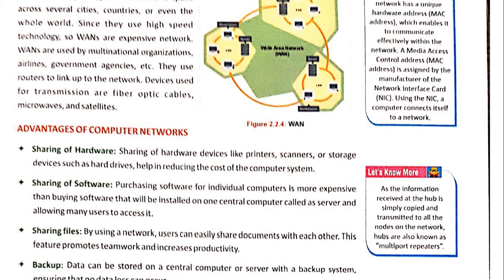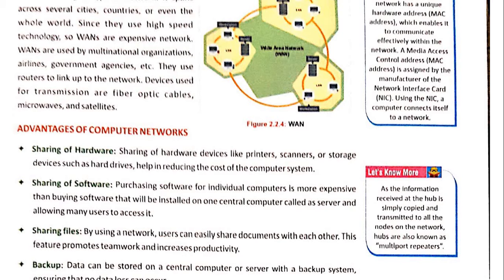And the third one, that is wide area network. Wide area network is a very big network which expands over the country. Means the whole world is connected with the help of wide area network. And wide area network example is internet, and here transmission rate is very high.